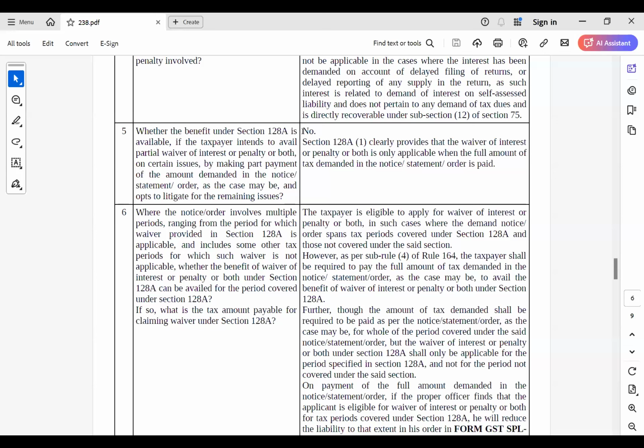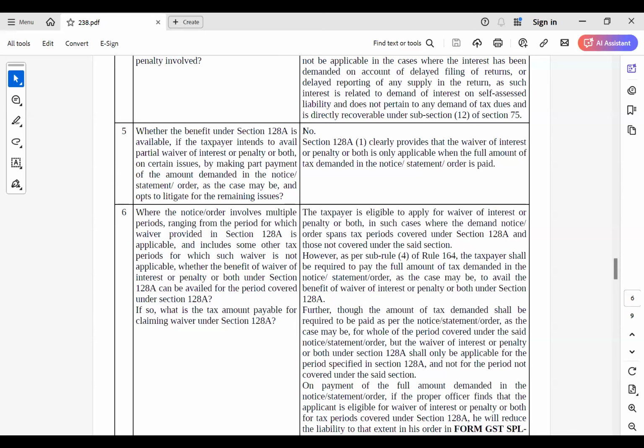Sir, I have two questions. Is it in any way possible for an adjudicating authority to demote a SCN under 74 to 73? No. If it is not possible, then there cannot be a case where the notice is issued under 74 and any order is issued at the adjudication stage under 73. That is what I'm saying, sir.